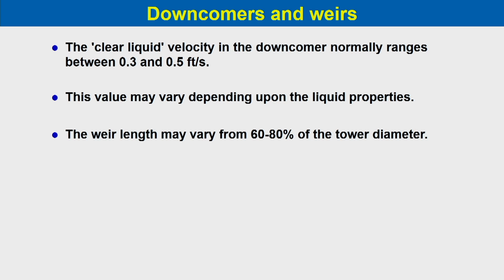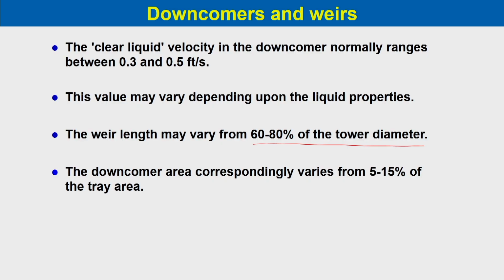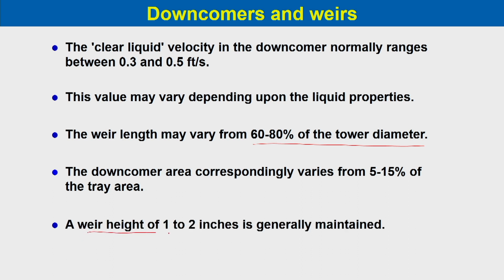The weir length may vary from 60 to 80% of the tower diameter. So, as we said, the tower diameter is generally up to say 10 meter in the case of industrial towers. So, the weir length can be as high as 6 meter. The downcomer area correspondingly varies from 5 to 15% of the tray area. Weir height of 1 to 2 inches is generally maintained. So, it provides the liquid level in a particular tray.